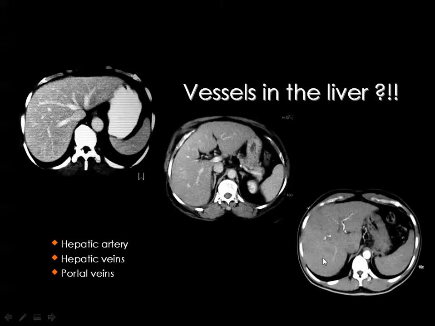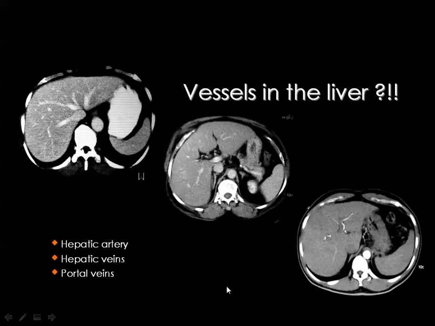Then in order to identify the hepatic veins, look at the level where the IVC is located in the visceral surface of the liver, and you will see three main vascular channels entering the IVC, and these are the superior, middle, and inferior hepatic veins. And this is the only section where you can see the hepatic veins.